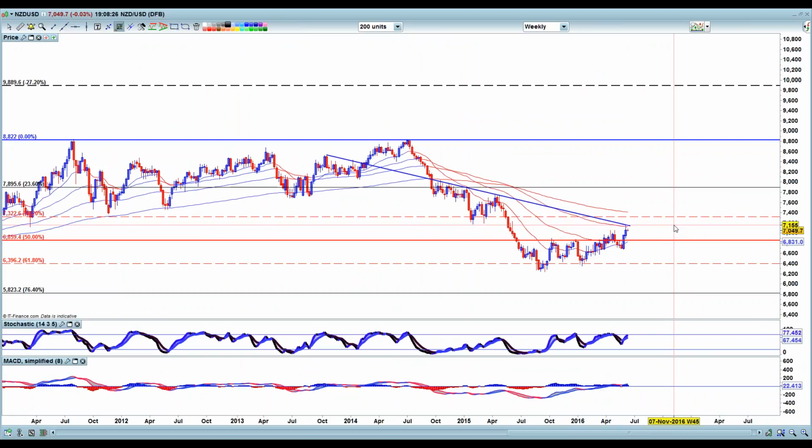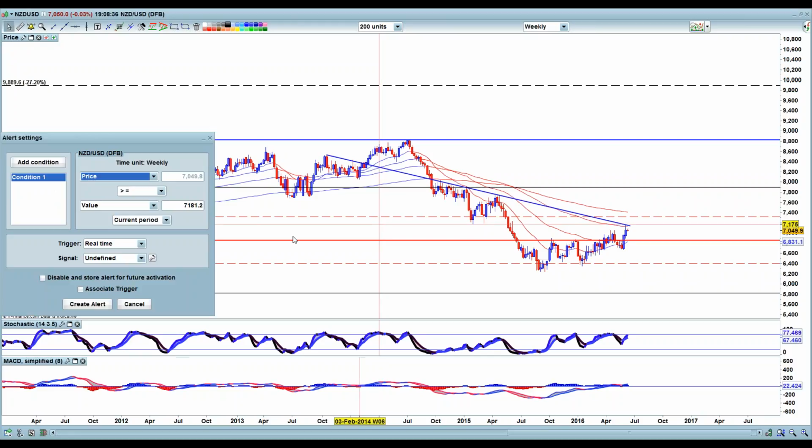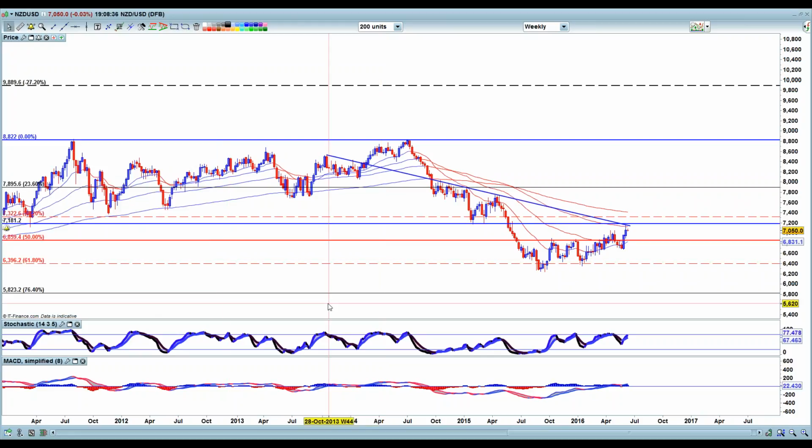I want a full retest of this level here. I'm going to alarm it. Yeah, I want 71.80, 71.75 to get short. So basically another little pop higher over last week's bar and then get short.